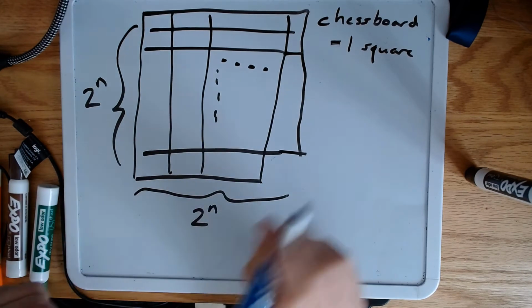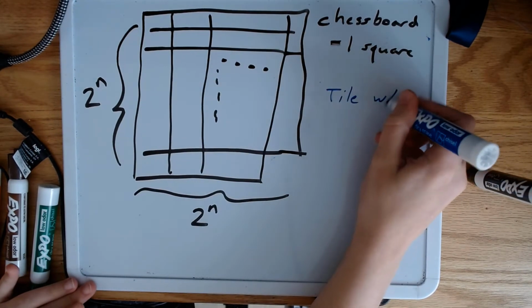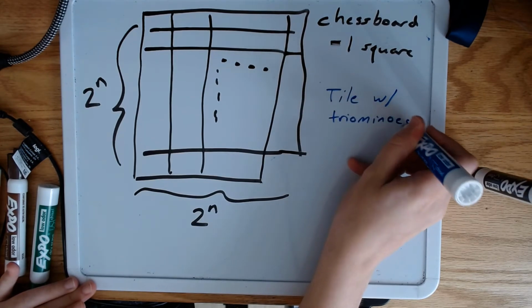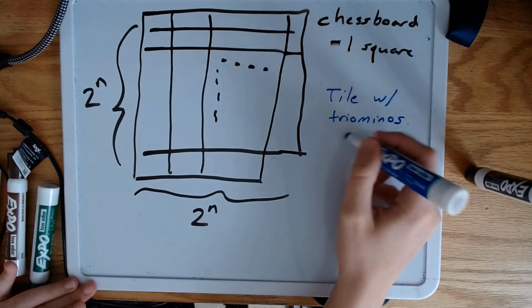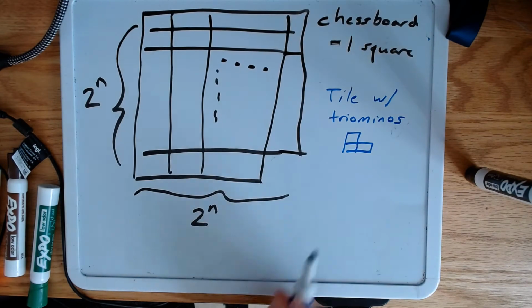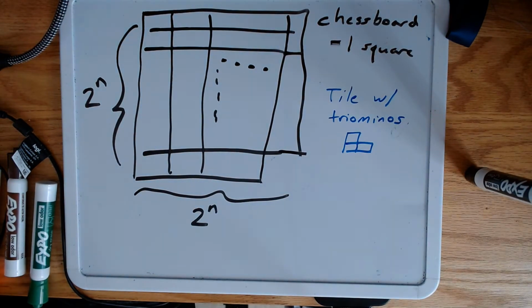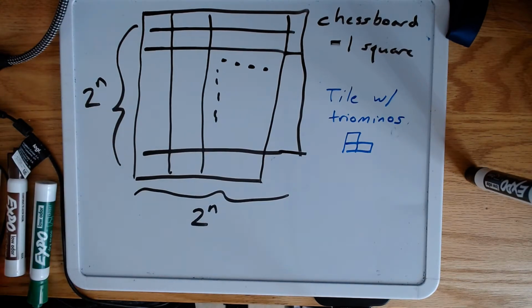And what do we want to do? We want to tile with triominoes that look like this. Right? 3 squares forming a right angle. So the question is, can we always do this, no matter what value of n we have?